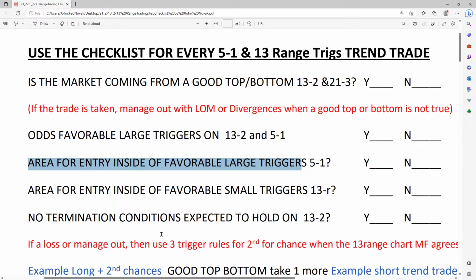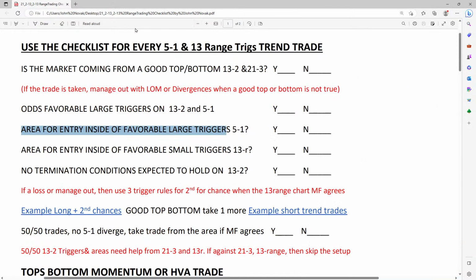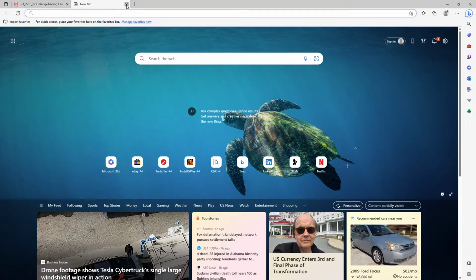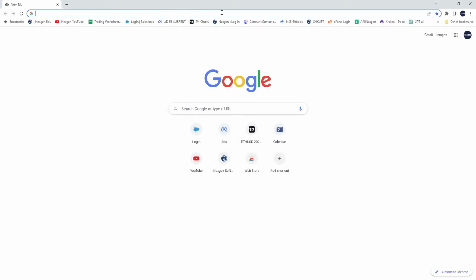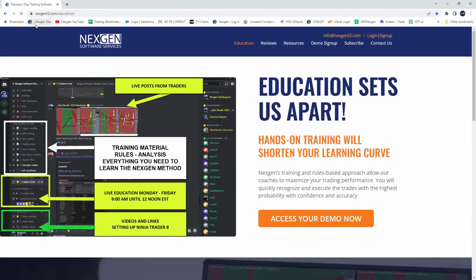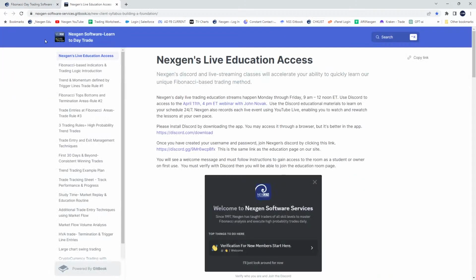I'm not going to really go through the 5-1 trend trade much. You guys know it, right? I don't have to really... what the hell? Stupid Microsoft making me go to Bing. Hang on. Or Edge or whatever that was.